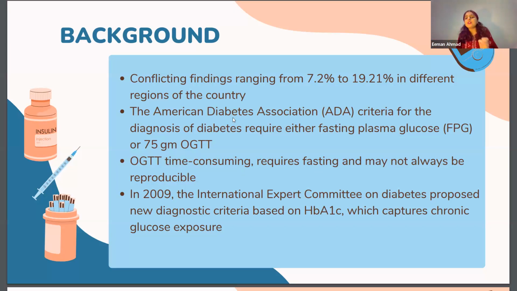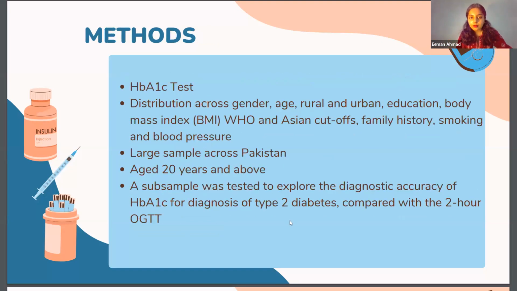The American Diabetes Association has set the criteria that you should check either the fasting plasma glucose or the OGTT, which is the oral glucose tolerance test, to diagnose diabetes, right? But OGTT is time consuming, requires fasting, and it is not always reproducible, right? So for that reason, in this survey, we've used HbA1c. As we've already mentioned, they've used HbA1c in this particular survey.